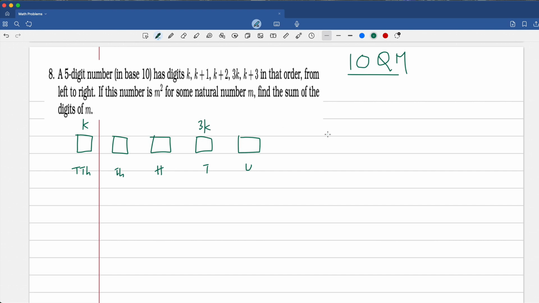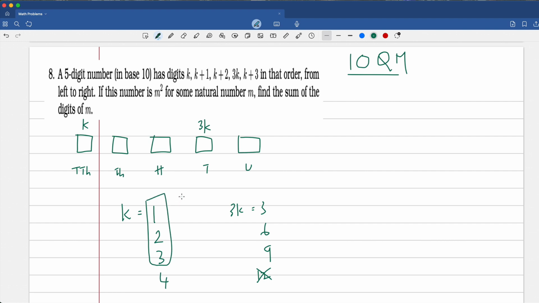Why is that a clue? Because now you can think of a range of values for k that will still ensure that the tens digit is a digit. For example, if k is equal to 1, then 3k is equal to 3, and that's totally fine. If k is equal to 2, then 3k is 6. If k is equal to 3, 3k is 9. But if k is equal to 4, 3k is 12, and that breaks the idea of a digit because 12 is now a 2-digit number. So now you know that k can only go from 1 to 3.